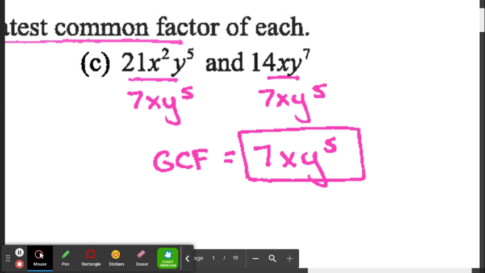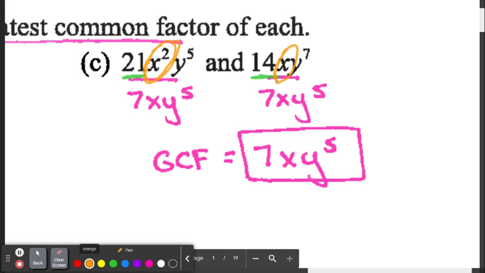Okay, letter C. I have 21x squared y to the 5th and 14xy to the 7th. When I did this, I looked at my numbers, 21 and 14. The biggest number that goes into both of them is a 7. Now in this problem, you have 2 letters, x and y. For now, I'm just going to look at the x's. So I have an x squared and an x to the 1. So my smallest exponent that I take out is an x to the 1. Then I move over to my y's. The smallest exponent is y to the 5th. So that's how I got that GCF.